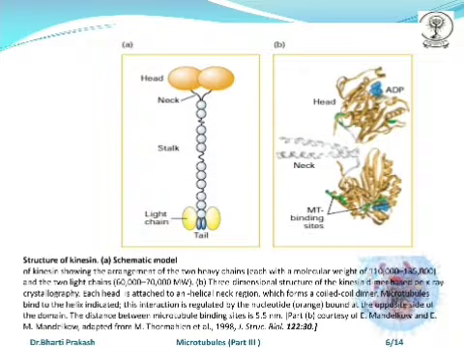Now this picture shows the structure of kinesin in a systematic manner. These are the two globular heads attached to the neck. This is the stalk and this is the fan-shaped tail. So it consists of two heads, two heavy chains, two light chains. The three-dimensional structure of the kinesin dimer shows each head is attached to the helical neck region, which forms the coiled dimer.